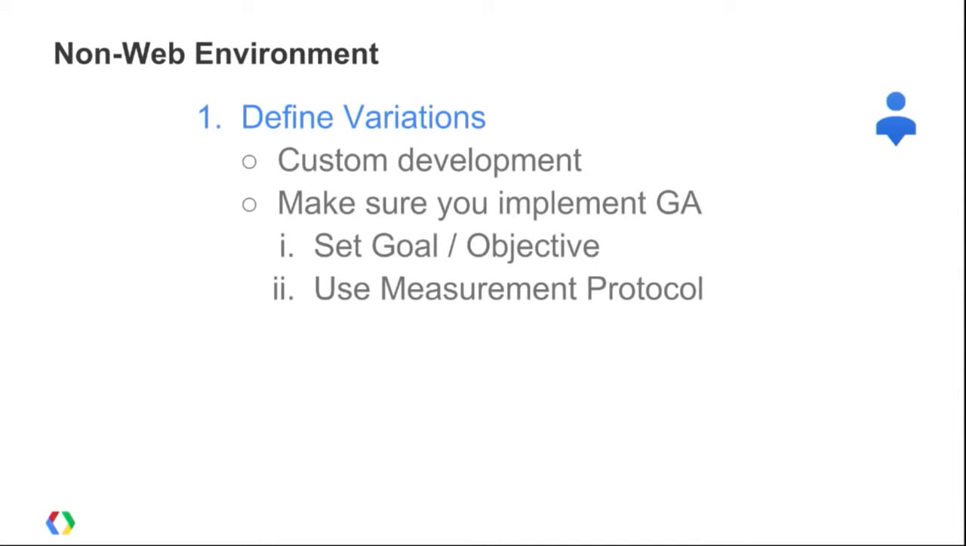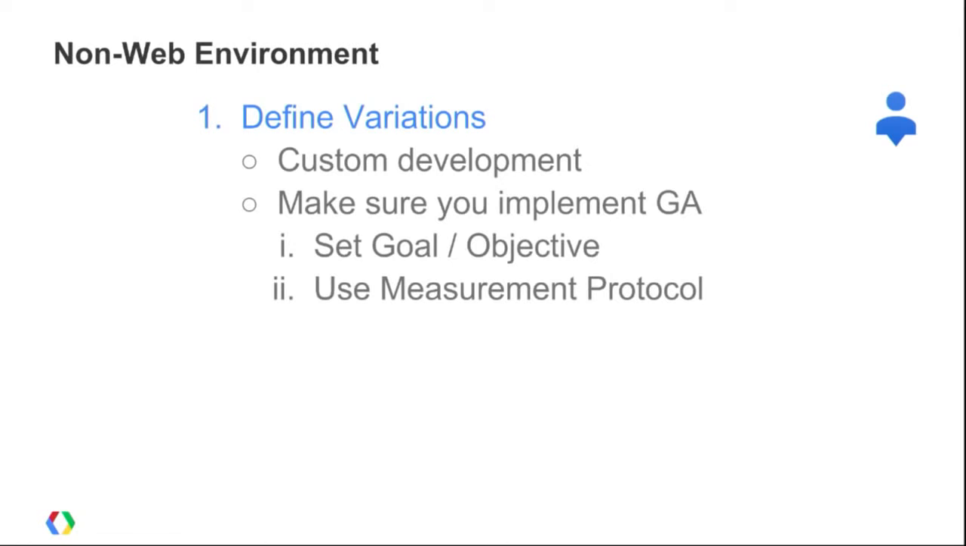So again, you're still doing the same thing. These 5 steps still apply. You're defining your variations. You might do it in custom development. But whatever you're doing, make sure you've implemented Google Analytics properly. If it's non-web, that means most likely you're going to be using the measurement protocol to send hits to GA. And then you still need to have a goal and objective set up.